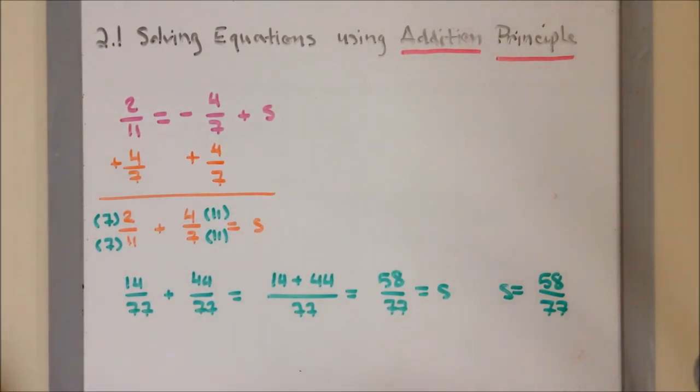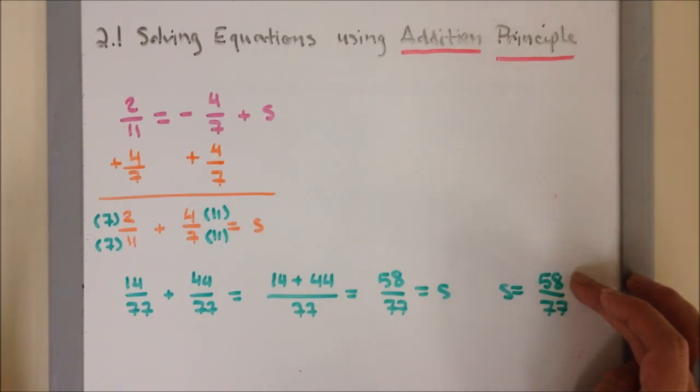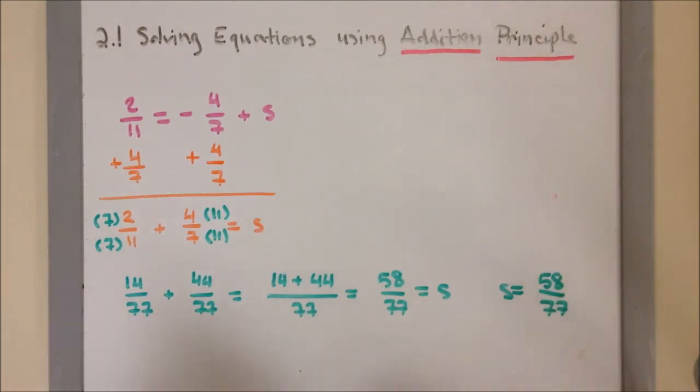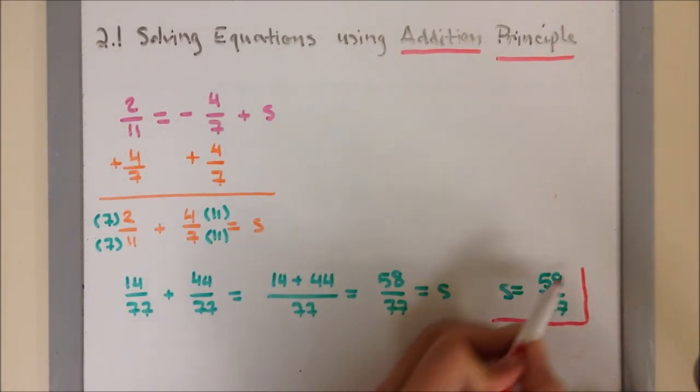And then let me check. Is there anything in common between 58 and 77? 58 cannot be divided by 7, nor can it be divided by 11. The reason I said those two numbers is because the only possible factors for 77 are 11 or 7. So I leave it as is. So our final answer is s equals 58 over 77.